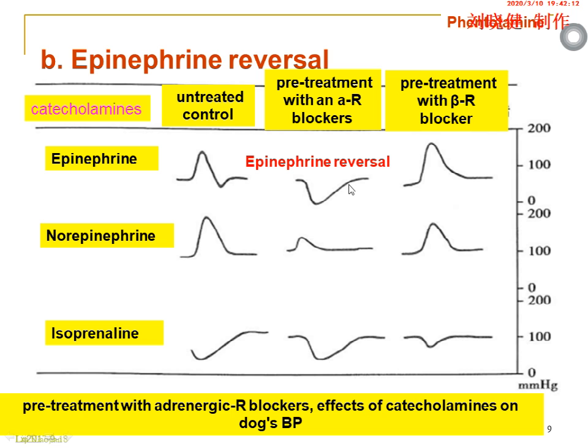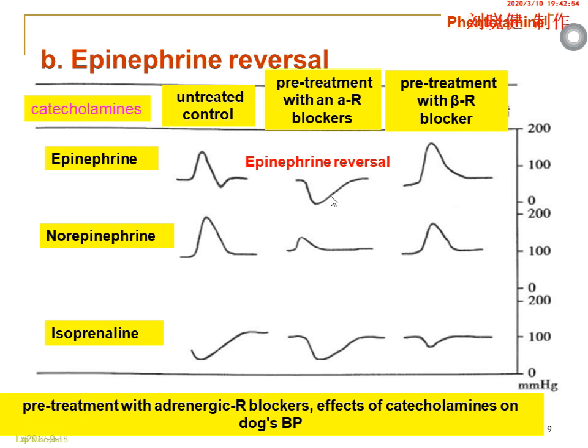So we call this conversion from the increase to decrease, this phenomenon, epinephrine reversal, because it is caused by alpha receptor blockers. This is the epinephrine reversal by alpha receptor blockers, phentolamine. Do you understand? So try to remember this concept. First understand what it means, and then you can use your own words to describe it.